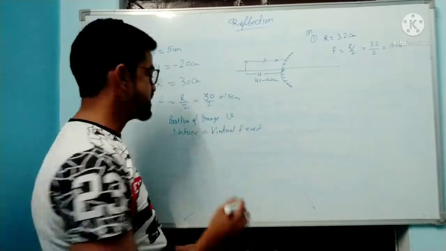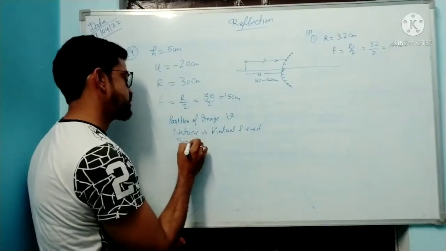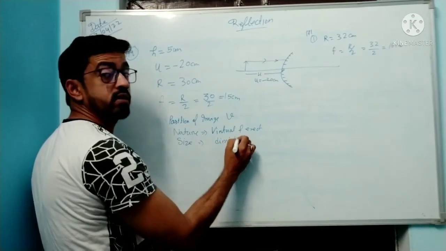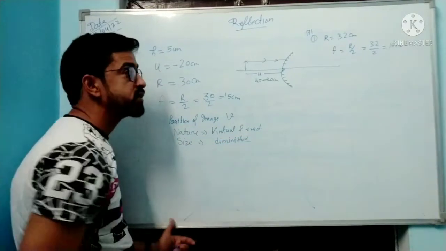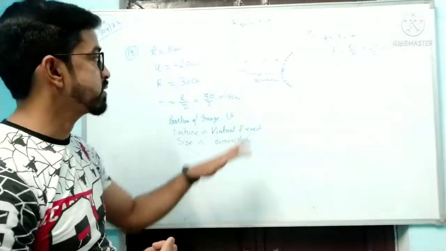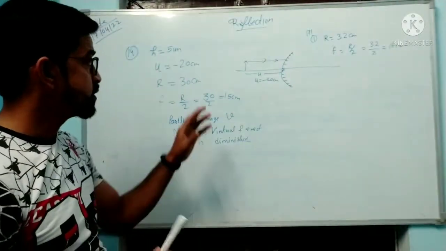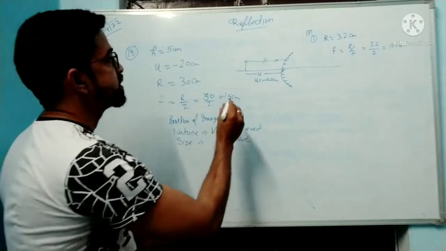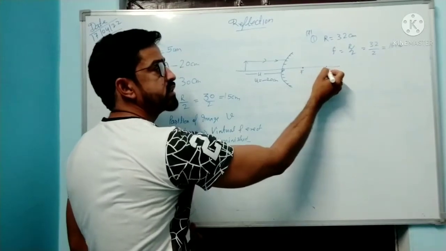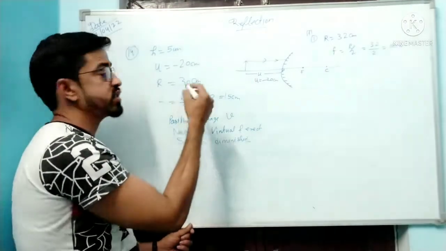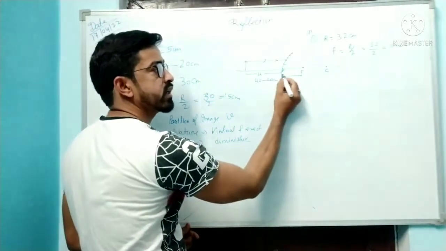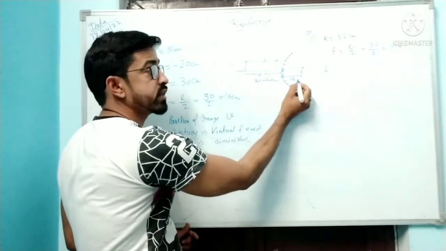And size, you can also write down "diminished", but its magnitude you can find out by calculation. Okay, so U is placed here, and here is the focus, and here is the center of curvature, and the distance of the focus is coming positive. Understand, from pole to here, F is equal to 15 centimeter.